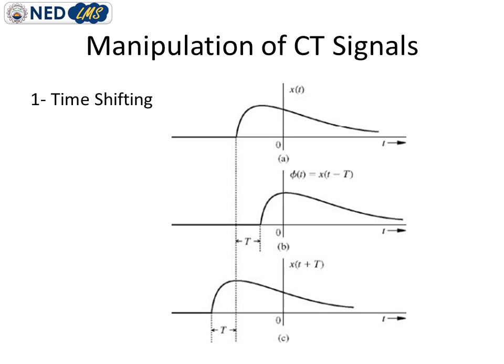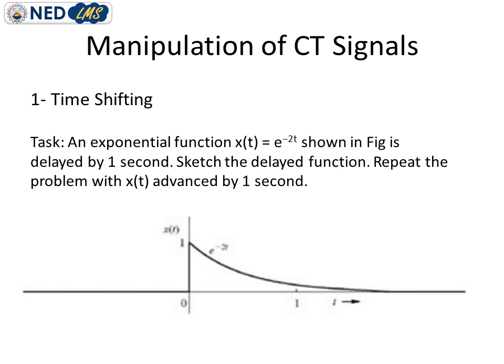So the task related to this topic is shown in your slide. Task: an exponential function x of t is equal to e raised to the power minus 2t, as shown in the figure, is delayed by 1 second. What you have to do is sketch the delayed function. This is the original function, and you have to plot the delayed function. And the second part of this question is to repeat the same problem with x of t advanced by 1 second.